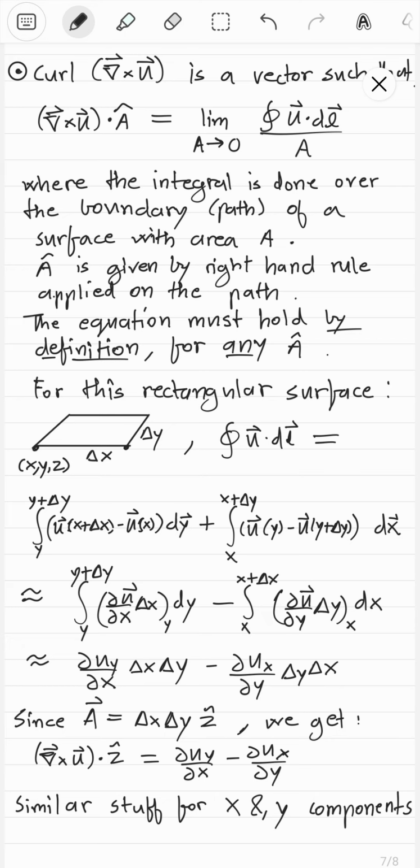Till now we are not finding it yet. Now we start to figure out what this should be. So if this is true for any kind of A hat, then this should also be true for A hat equal to Z hat, right?